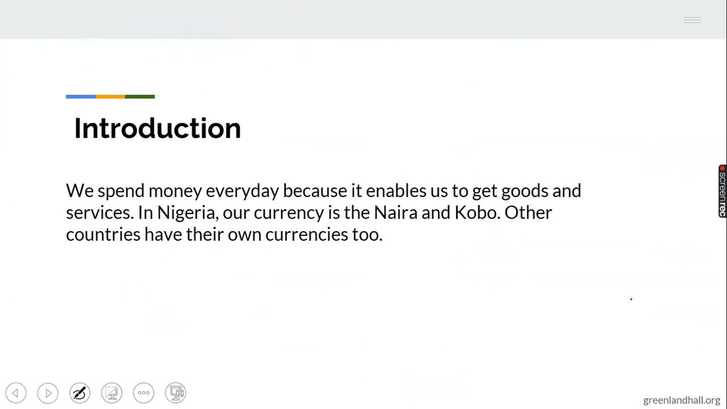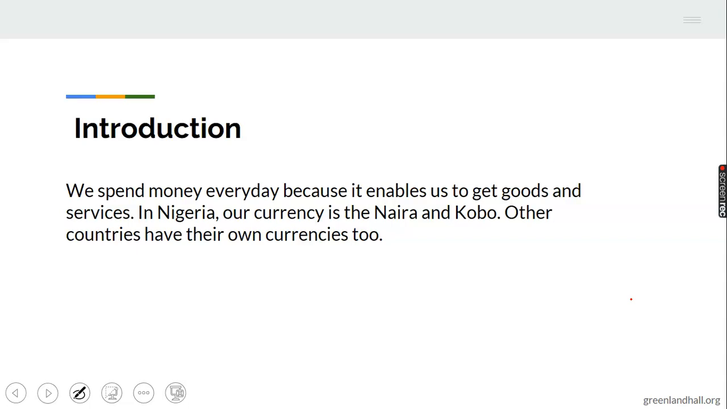Okay, I've been talking about naira and kobo, and we are looking at money. We are considering the topic money. As you all know, we spend money every day because it enables us to get goods and services. Without money, you cannot pay for things. In the olden days, they do trade by barter. You have rice and you want beans. You will exchange. That's what trade by barter is.